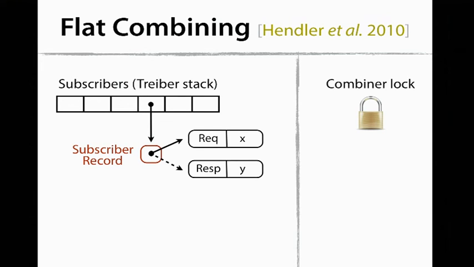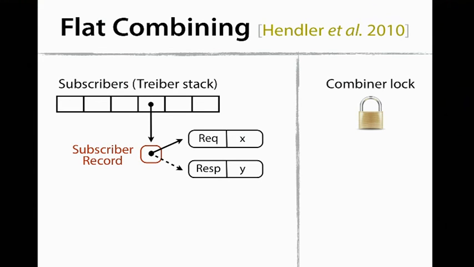What does that mean? Well, it adds a subscriber record, which at all times takes on one of two different values, either a request or a response. So the idea is a thread is advertising that it's trying to perform an operation on this data structure with argument X, and then later the combiner can respond with some answer Y.